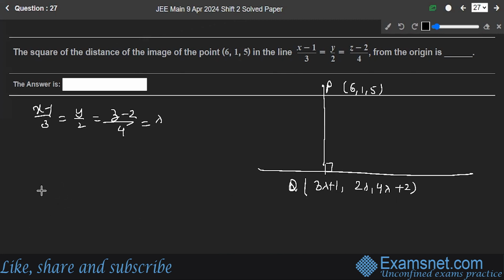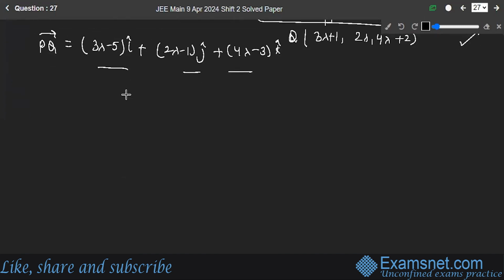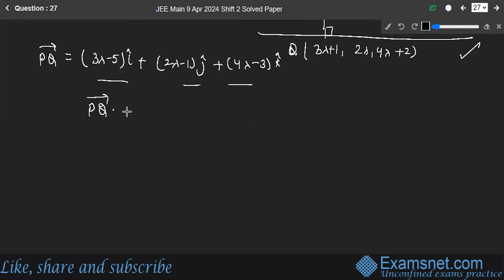Okay. So, what will be your PQ equal to? PQ vector will be (3 lambda minus 5) i, (2 lambda minus 1) j, (4 lambda minus 3) k. Right. Because they are perpendicular to each other, that means this PQ line is perpendicular to this line. So the dot product with the direction ratios of this line will be equal to 0. So let's say this is the line L. This gives me (3 lambda minus 5) into 3, and (2 lambda minus 1) into 2, (4 lambda minus 3) into 4 is equal to 0.